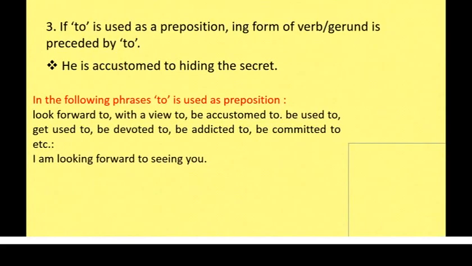My dear students, look at this rule. If to is used as a preposition, ing form of verb, that is gerund, is preceded by to. He is accustomed to hiding the secret. Here accustomed, this word is an adjective and to is a preposition, after to, gerund, that is ing form of verb, has been used.